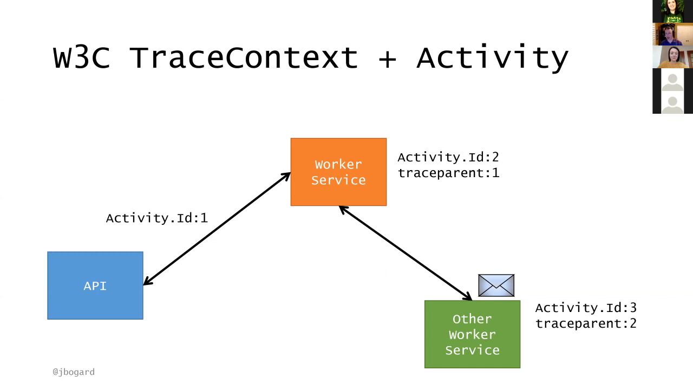Now that activity API has been around for a while. And so some of the work that's being done in .NET Core 3 is to conform to the W3C standards for what that ID needs to look like.